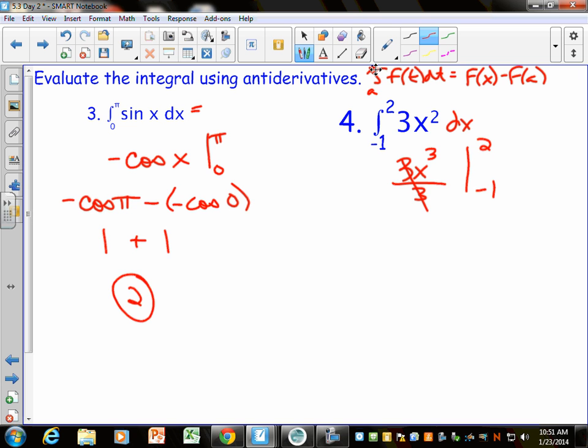I'm just going to say that's 2 to the third minus negative 1 to the third. And what I'm actually finding here is the same thing as if I was using a geometric formula. I'm finding the area of that. And this is how we do it without rectangles. So this would be 8 minus negative 1, which is 9.